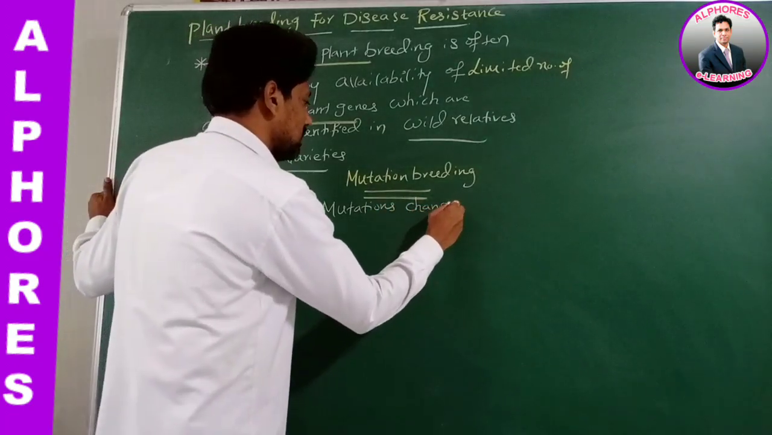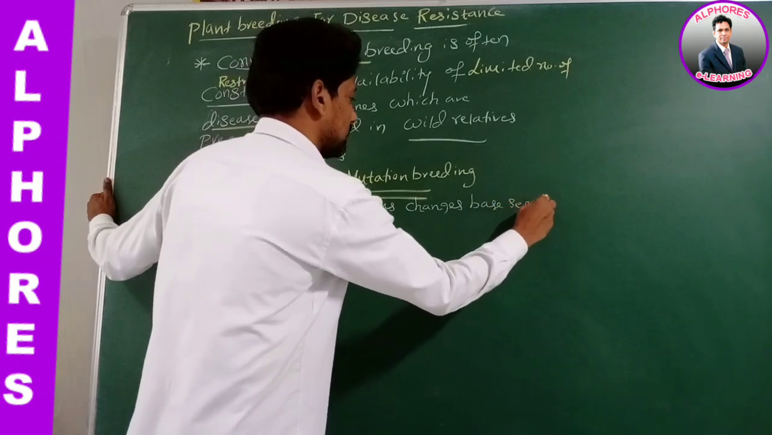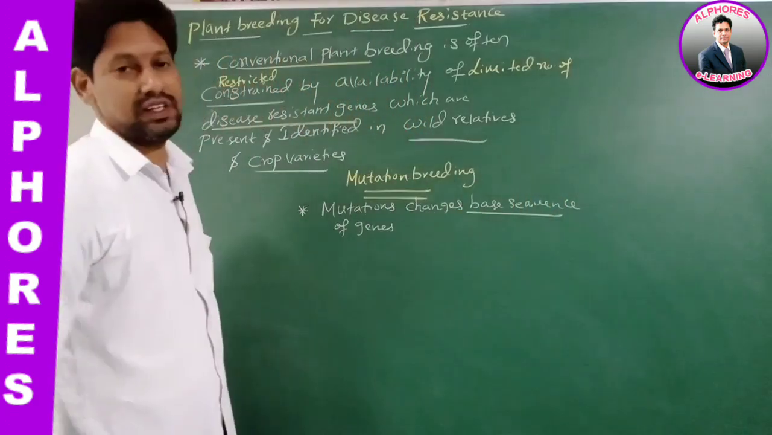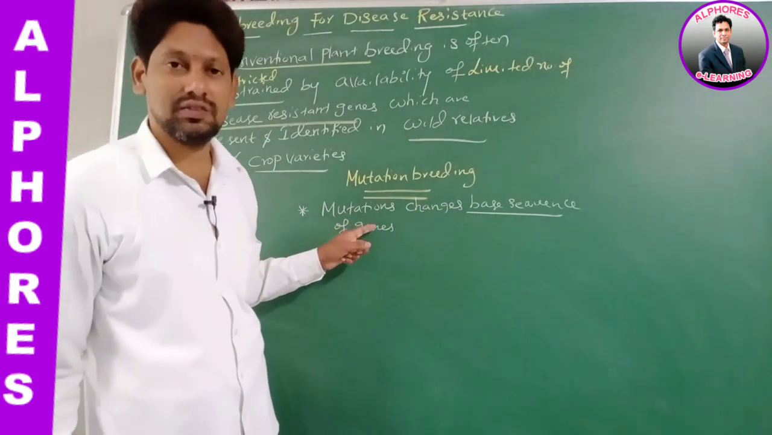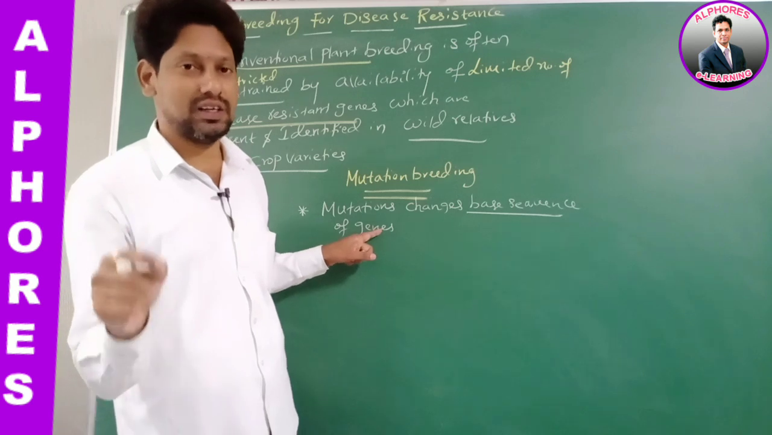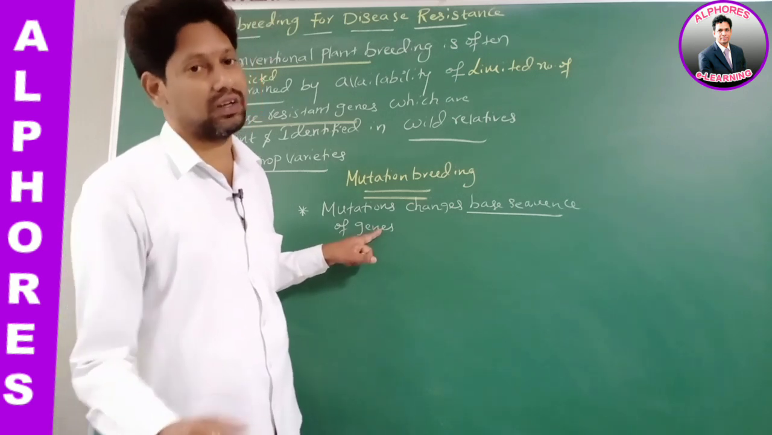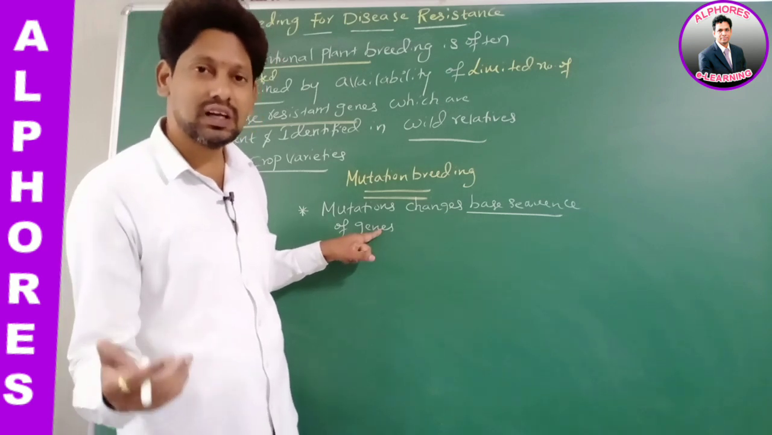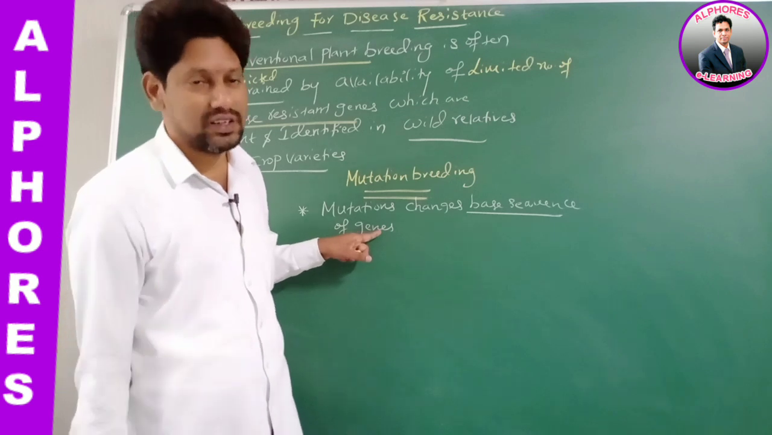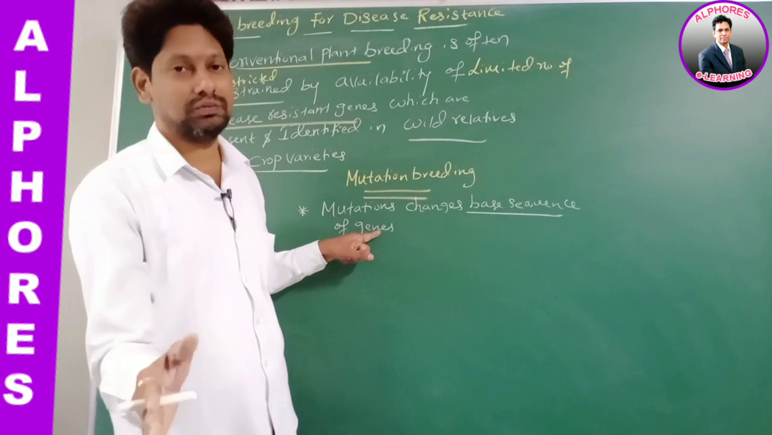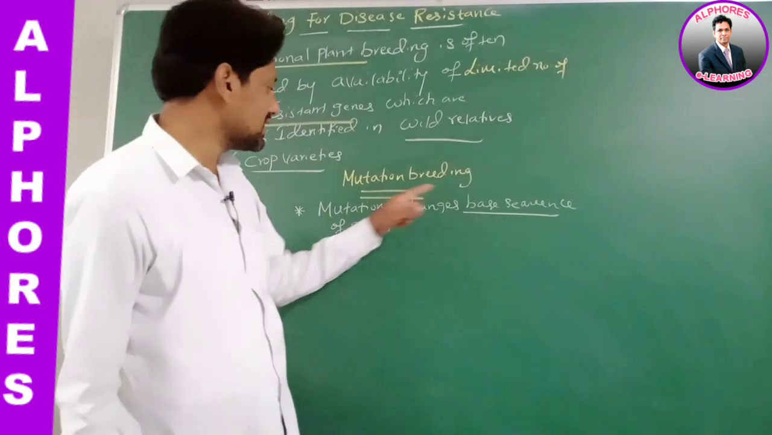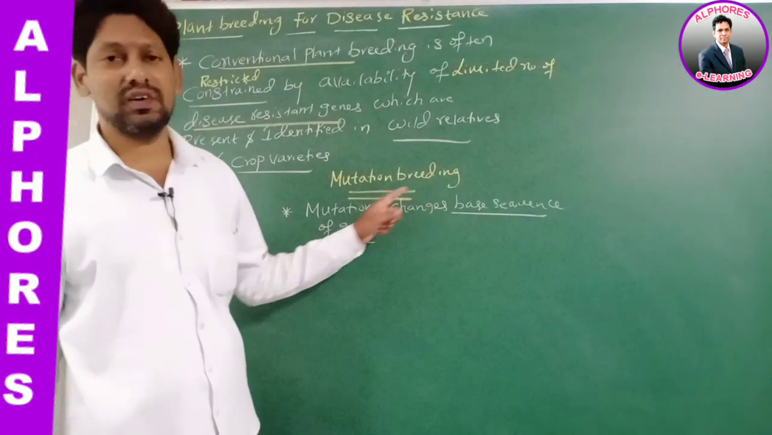Mutations change the base sequence of genes. What is the meaning of base sequence? First tell me the meaning of gene. Gene means segment of DNA. DNA is made up of what? Nucleotides. Nucleotides means nitrogen base, sugar and phosphate. Therefore, a gene is made up of nucleotides, and nucleotides contain nitrogen bases. Therefore, mutations change the base sequence of the gene.